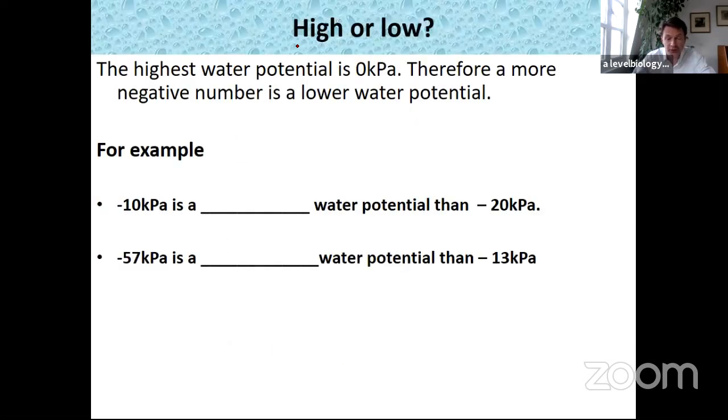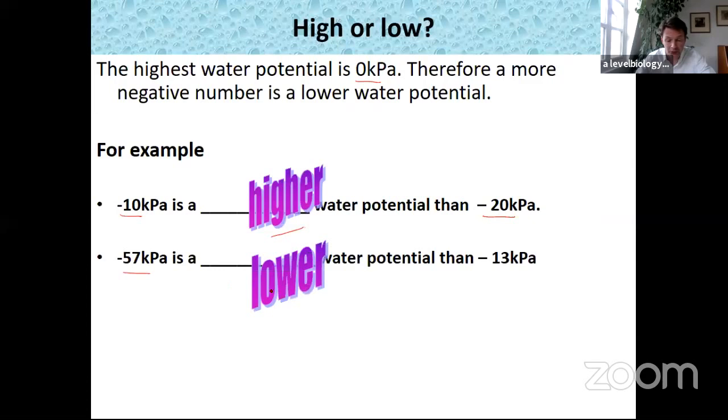Students sometimes get confused between things that are high or low. Remember, everything is relative to 0 here, so the more solutes you add, the lower the water potential, because the more negative the pressure, the greater the ability of the solution to draw water into it. So minus 10 kilopascals has a higher water potential, or less negative water potential, than minus 20. Minus 57 is a lower water potential than minus 13. Again, I like the terms less negative and more negative because students tend to get a little bit confused when referring to negative numbers.